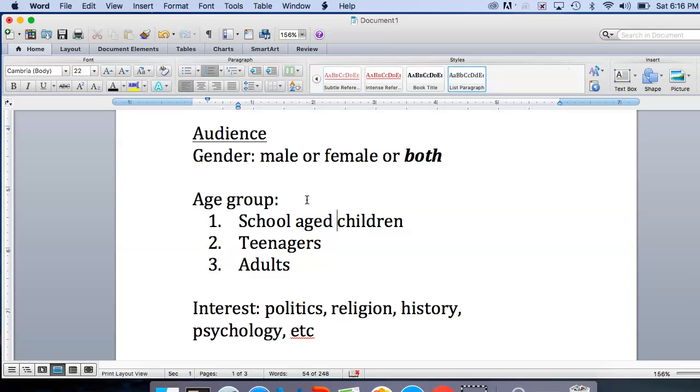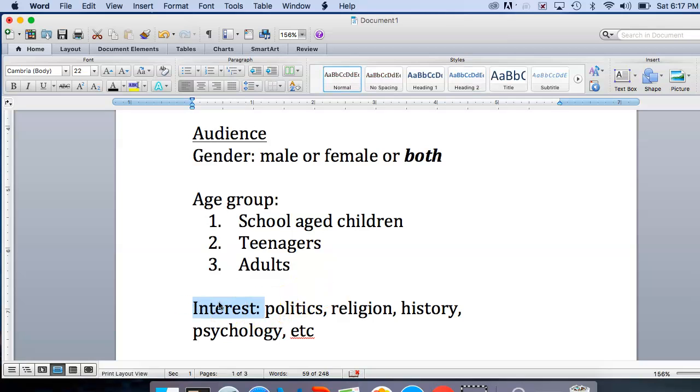Age group. So who do you think would be reading it? School-age children. Usually the story would have pictures and fewer sentences. Teenagers. What would teenagers be reading? Right? Mostly about love or friendship. That would be popular topics with teenagers. And adults, which would be people 18 years old or older.